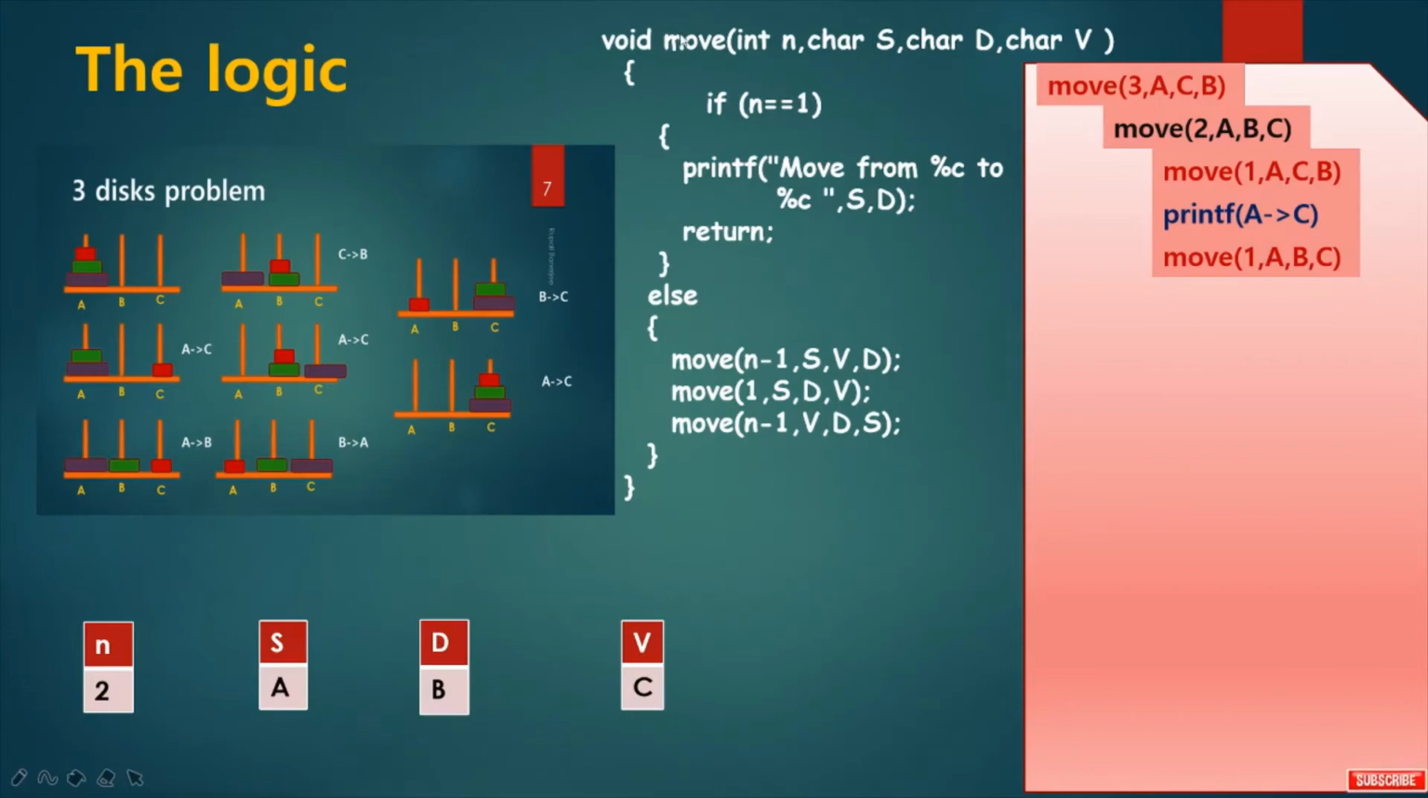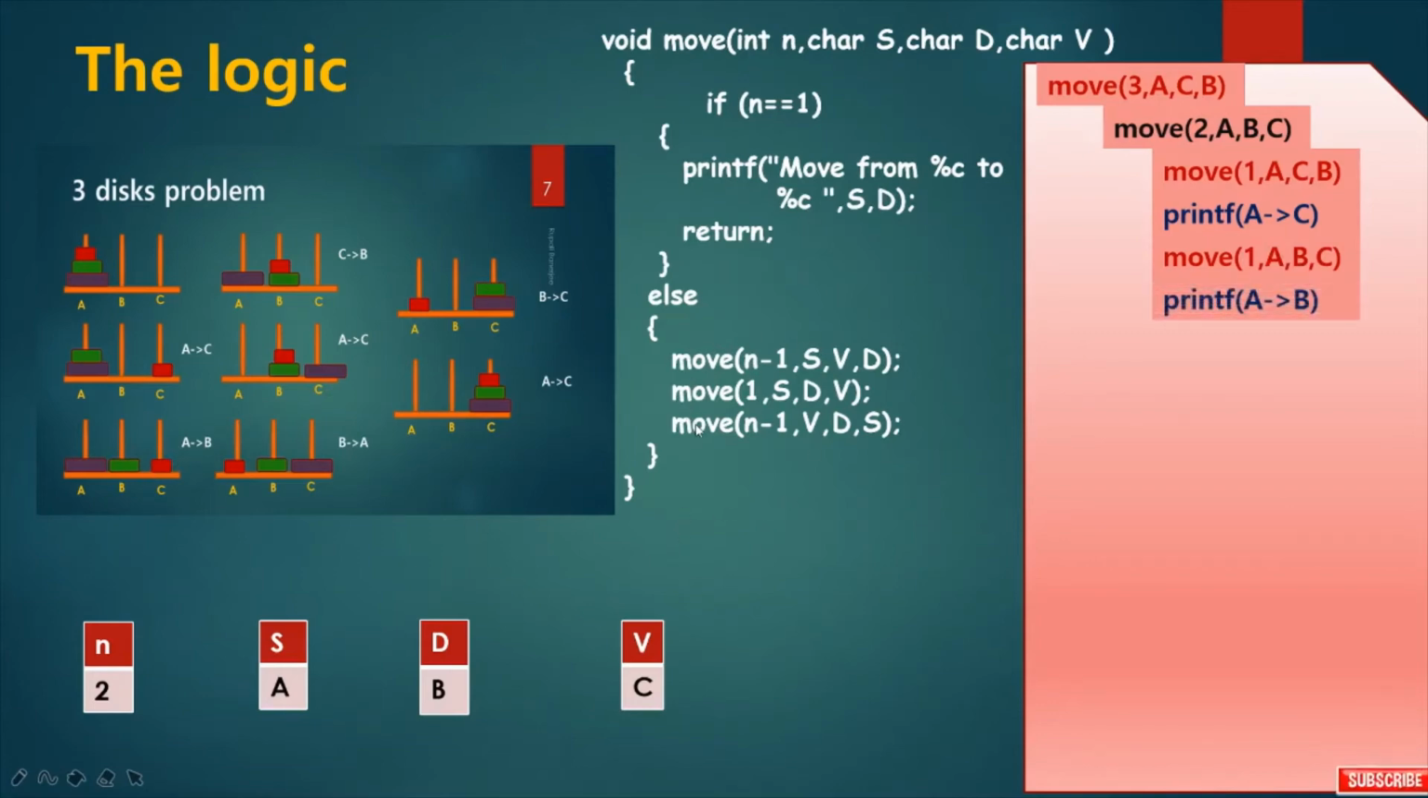Now come here. Again check if n equals 1. Is n 1? Yes, n is 1. Then move from source to destination. So source is A and destination is B. So the second move is from A to B.